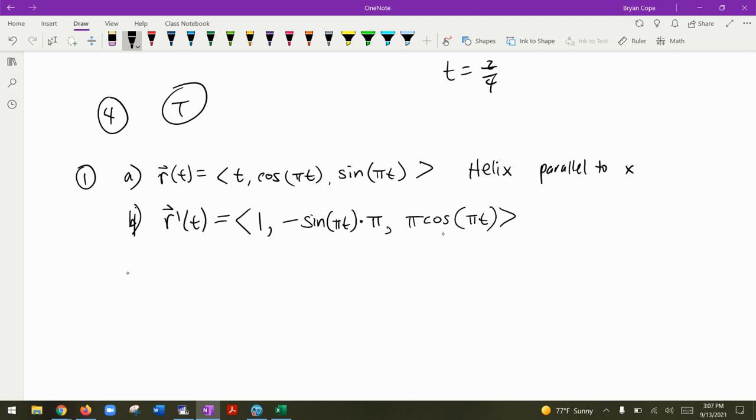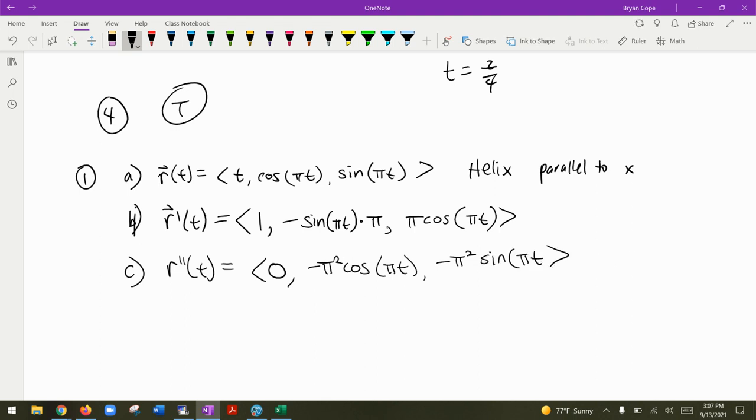Okay, second derivative now. Ivan, can you do that one? Would that just be 0? Yep. Pi squared cosine pi t? Good job. Then negative pi squared sine pi t. Nicely done. So let's see, what would that be? Another circle, right? But it would lie where? Yeah, where x equals 0. It's going to lie in the yz plane. Yeah, good. Okay, 1 is done.